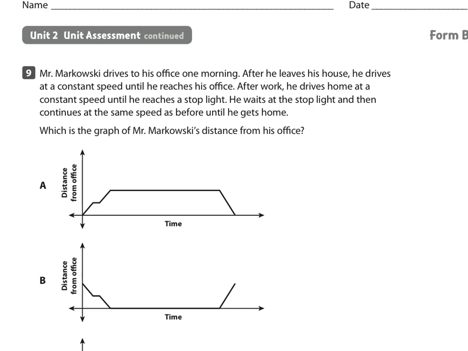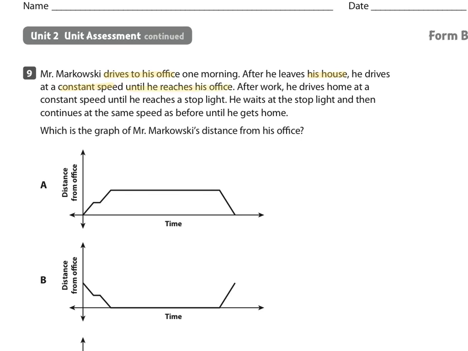Mr. Makarsky drives to his office one morning. All right, so now that is the first thing that we need. So he's driving to his office. After he leaves his house, he starts at his house and then he's going to drive at a constant speed until he reaches the office. So that means that he's going to drive without stopping all the way to the office.